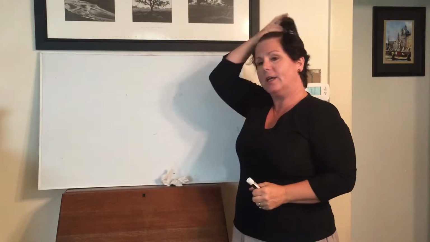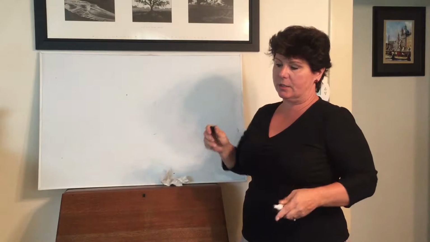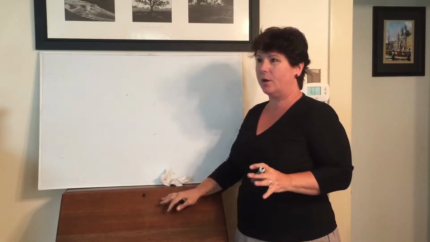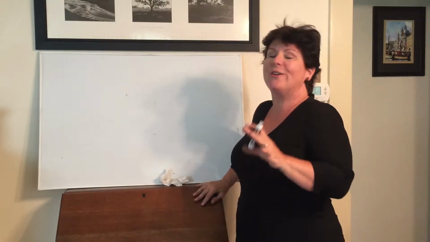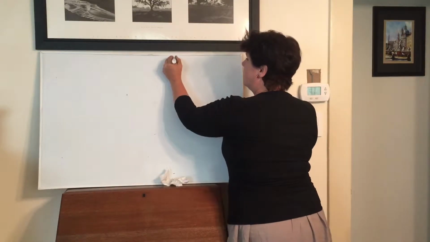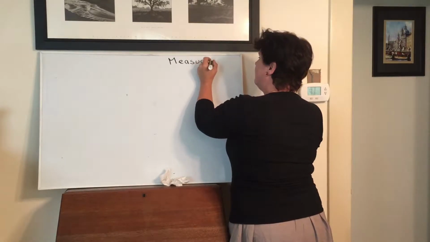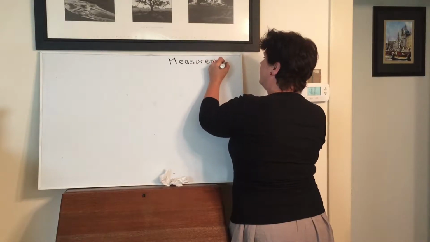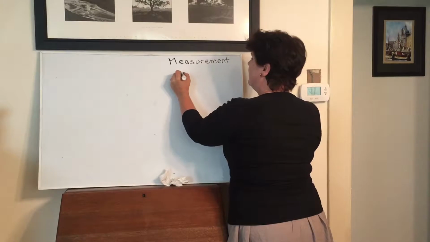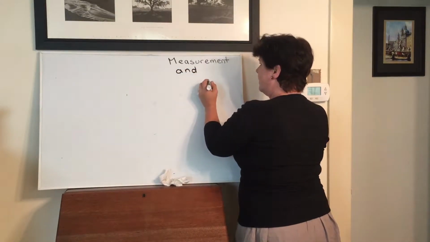Now we're launching into measurement and distance. And measurement and distance usually occurs at about end of February, early March. The first skill in measurement and distance is being able to convert between standard American measurements.